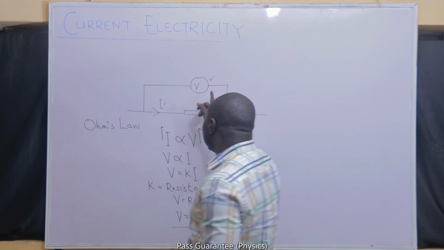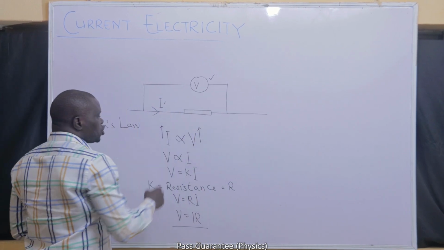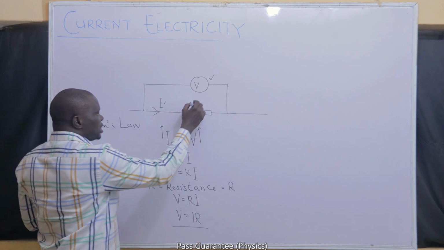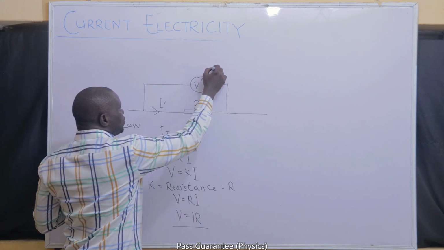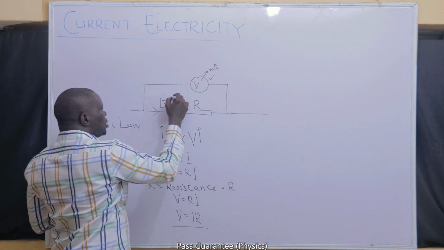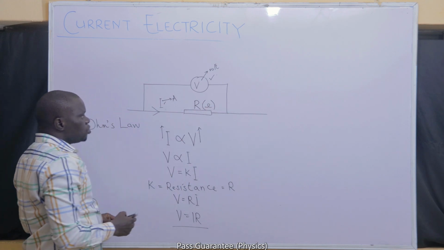That means if we increase the potential difference, we increase the current for as long as we have the resistance of the resistor represented here as R. Potential difference, I told you earlier, is measured in volts, while the current is measured in amperes. The resistance of the conductor is measured in ohms.